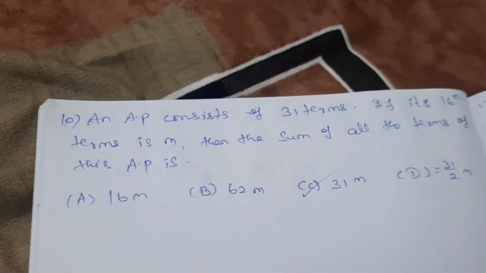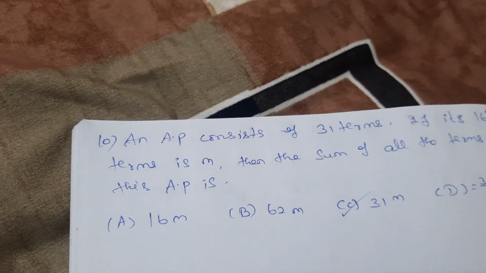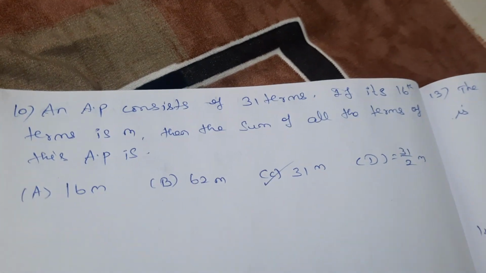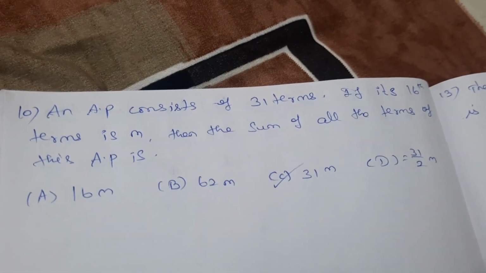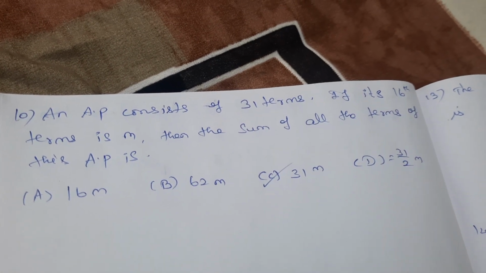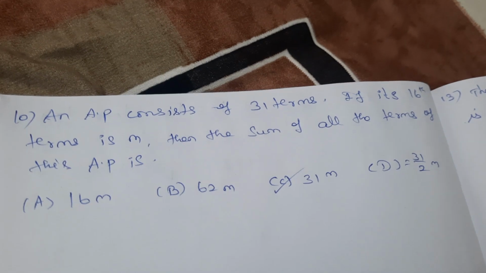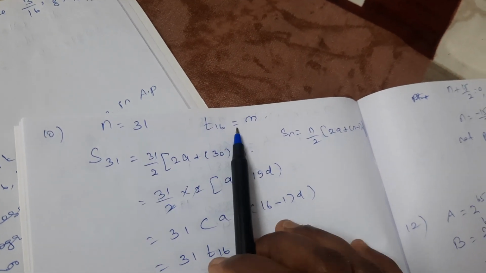Then 10th sum. An AP consists of 31 terms, so n is given. If its 16th term is m, T16 is equal to m, that is given. Then the sum of all the terms of this AP. So Sn means S31 we find out. So S31, n is equal to 31, T16 is equal to m.